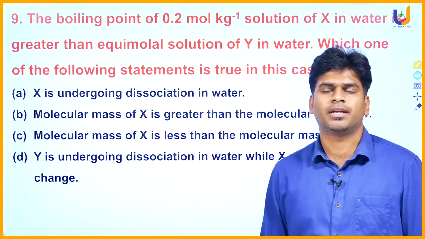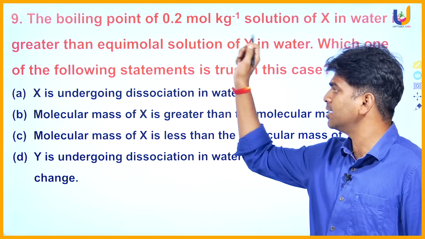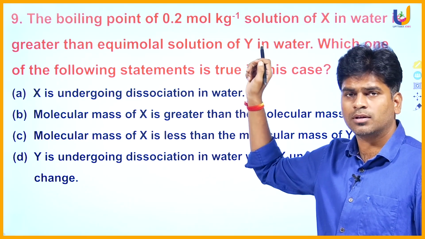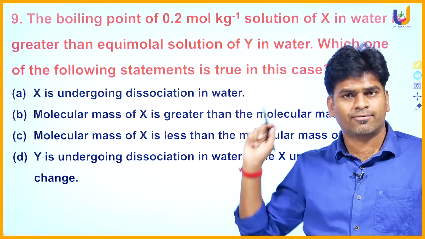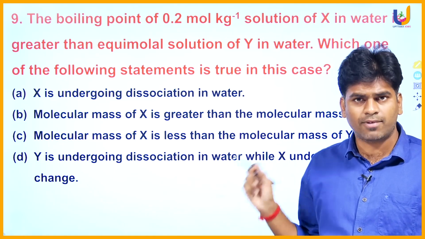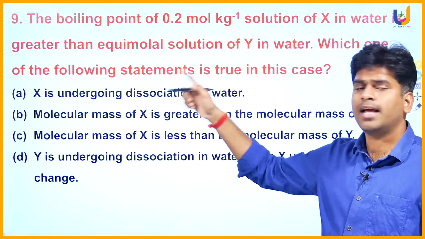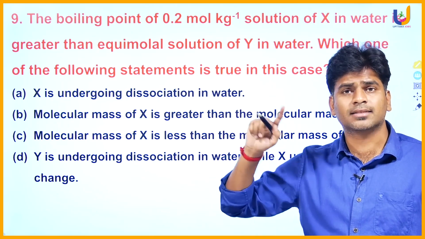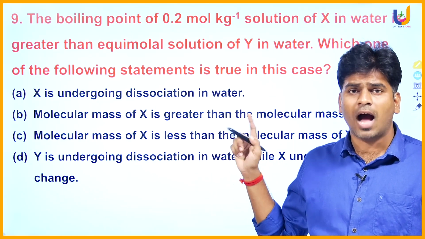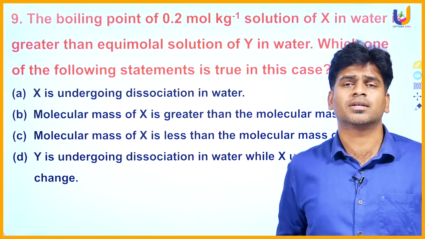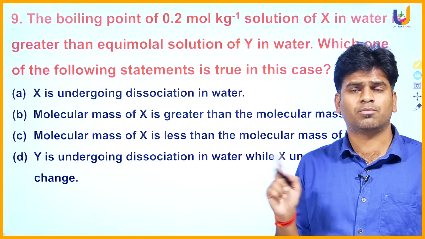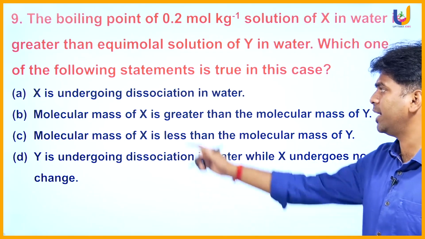Okay, now I hope it is clear. So finally, X's boiling point is more. That means what? Molality also increases, so the van't Hoff factor also increases. So if the van't Hoff factor increases, then X is undergoing dissociation. That means i is greater than 1. The van't Hoff factor i for X is greater than 1. If the van't Hoff factor is greater than 1, it must undergo dissociation but not association. So option A is correct.